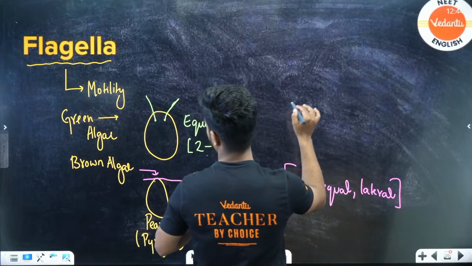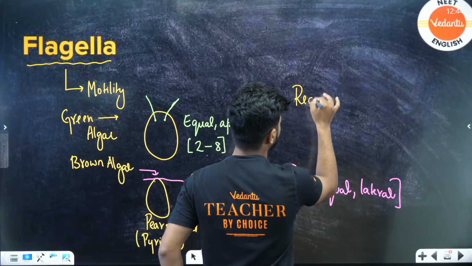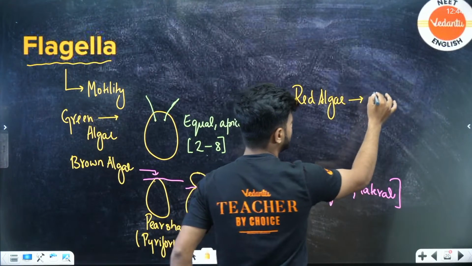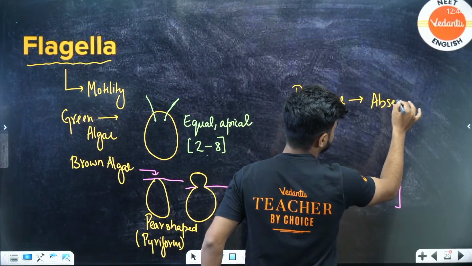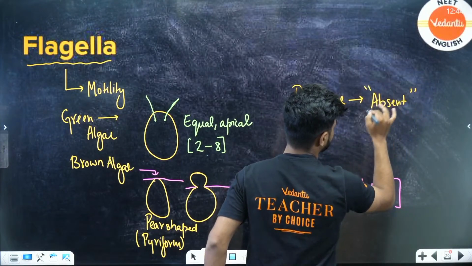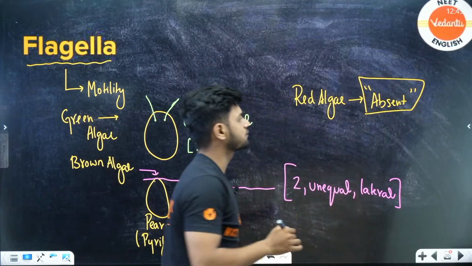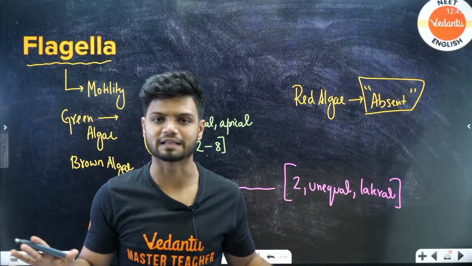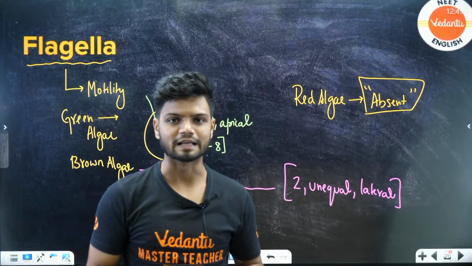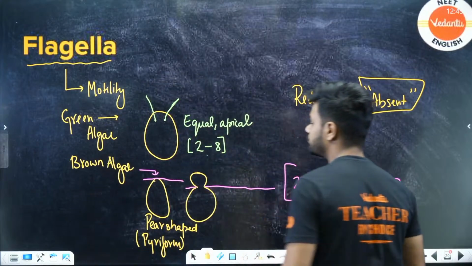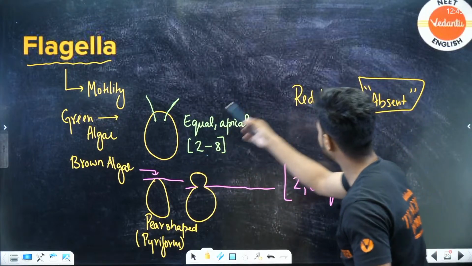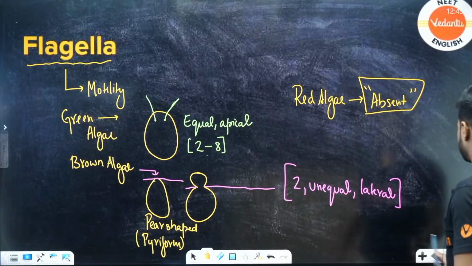Whatever flagella do you see in the red algae? In the case of your red algae, the flagella is completely absent. You do not find any type of motility there. Clear? Any doubt in flagella? Now tell me, ask me quickly. Any doubt in flagella in green algae, brown algae and red algae?